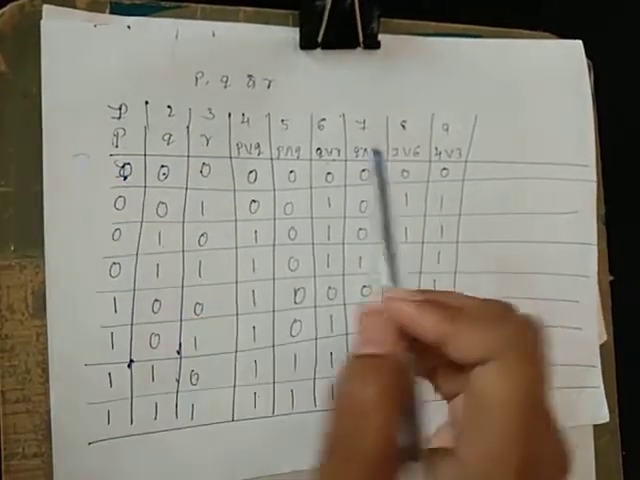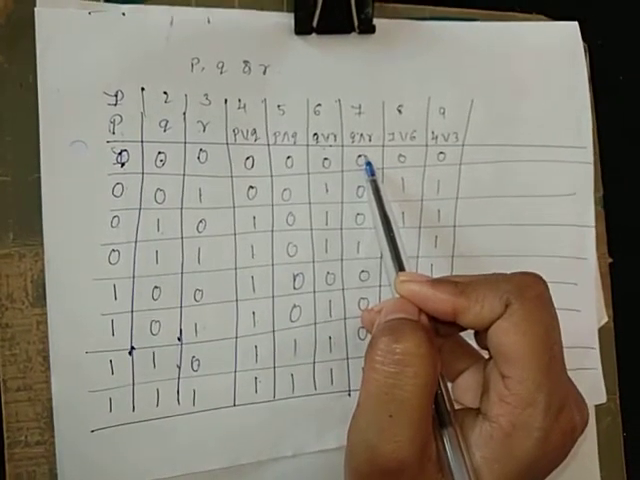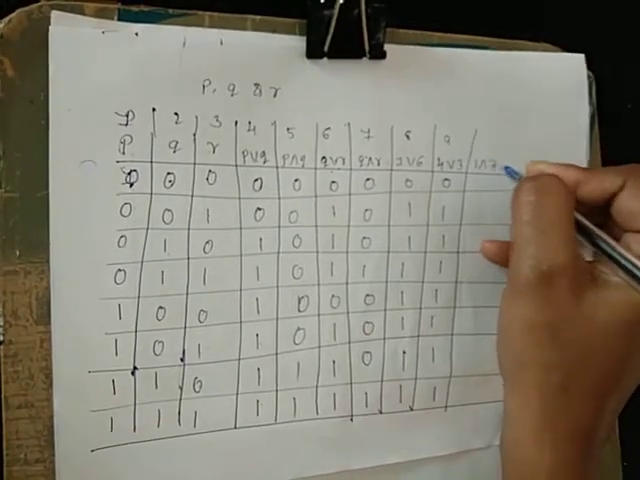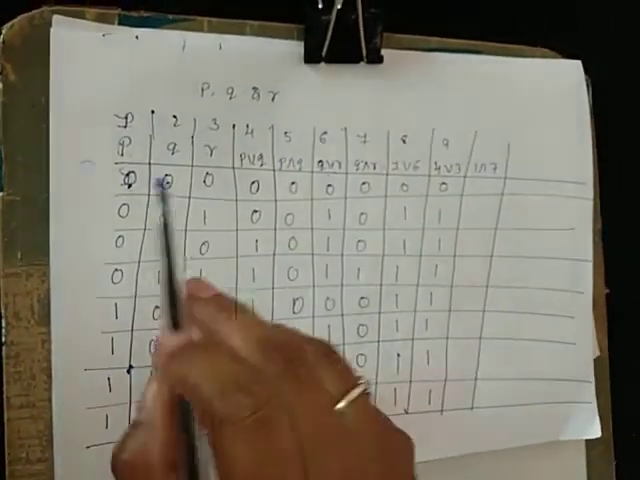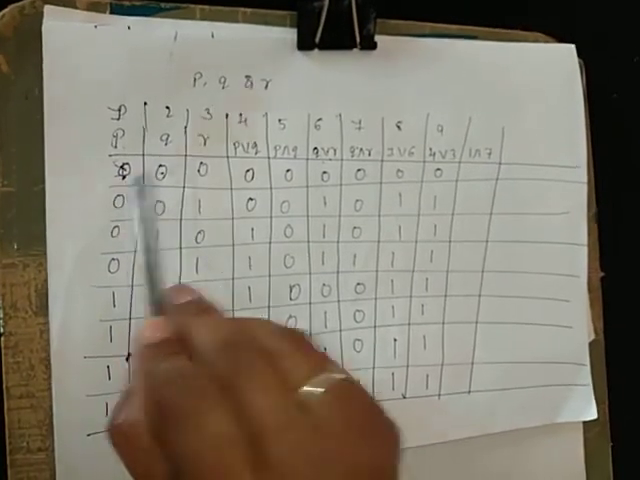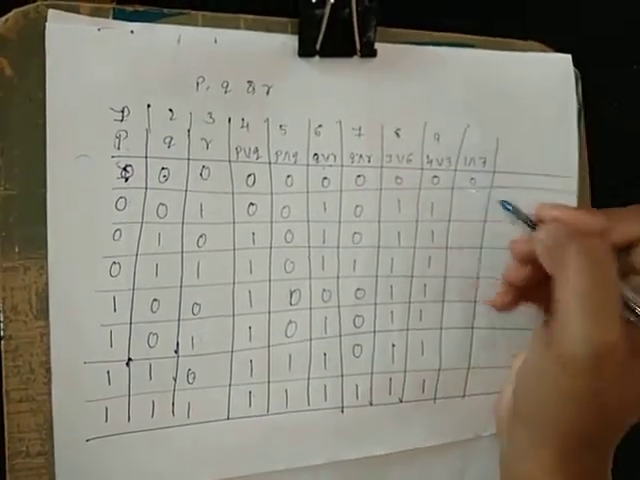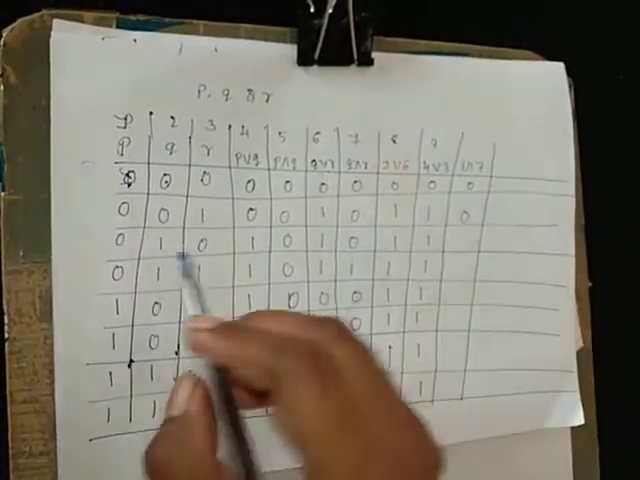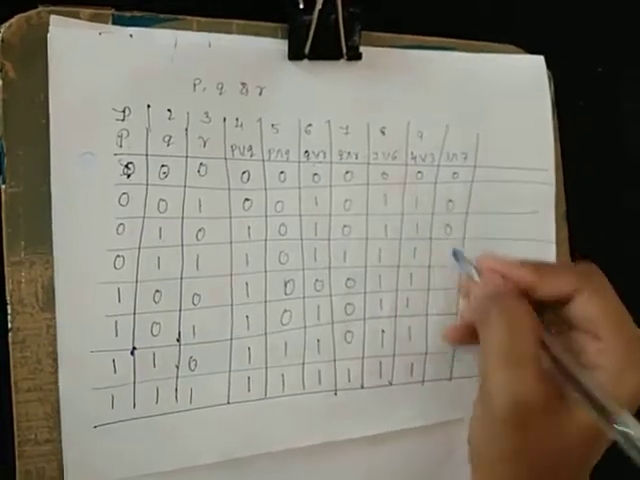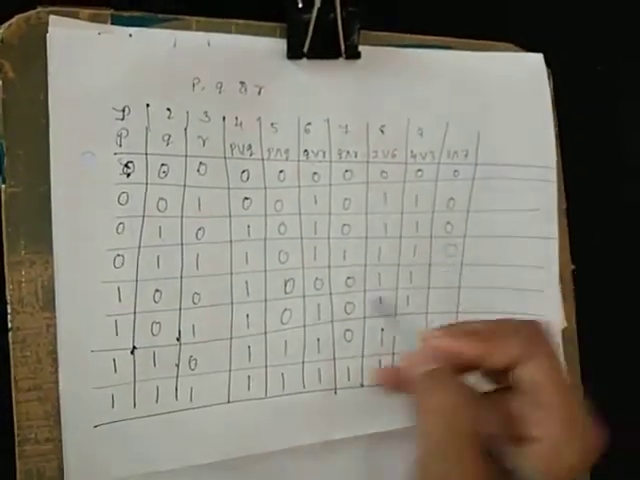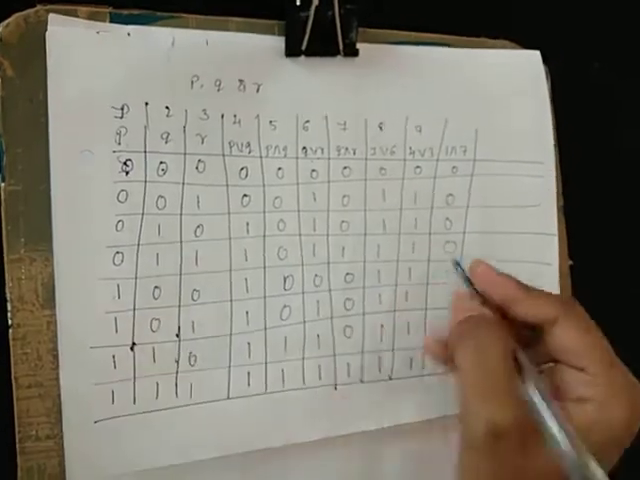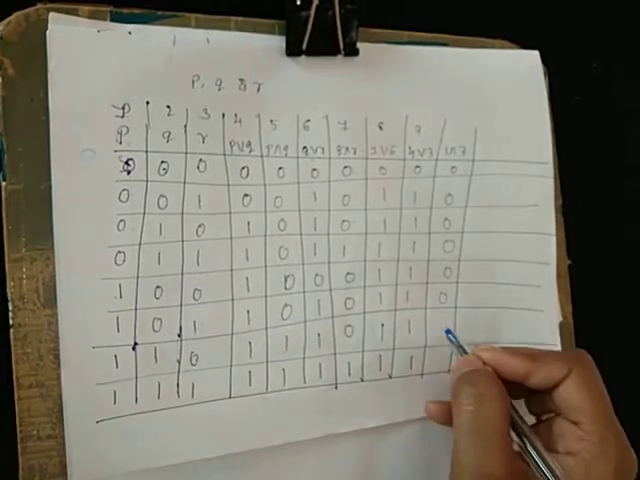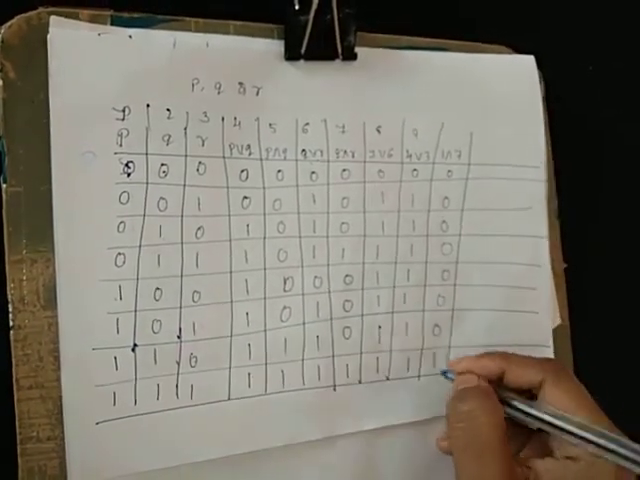Now we construct P and Q and R. So P and Q and R means column 1 and column 7. 0 and 0 is 0, 0 and 0 is 0, 0 and 0 is 0, 0 and 1 is 0, 0 and 1 is 0, 0 and 1 is 0, 1 and 0 is 0, 1 and 1 is 1.